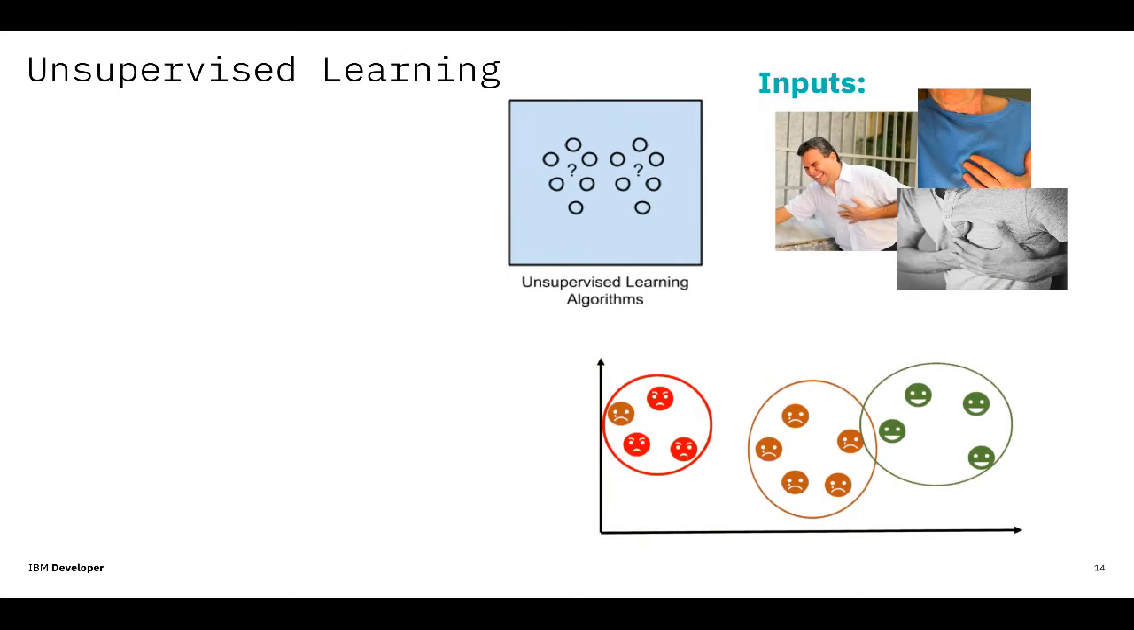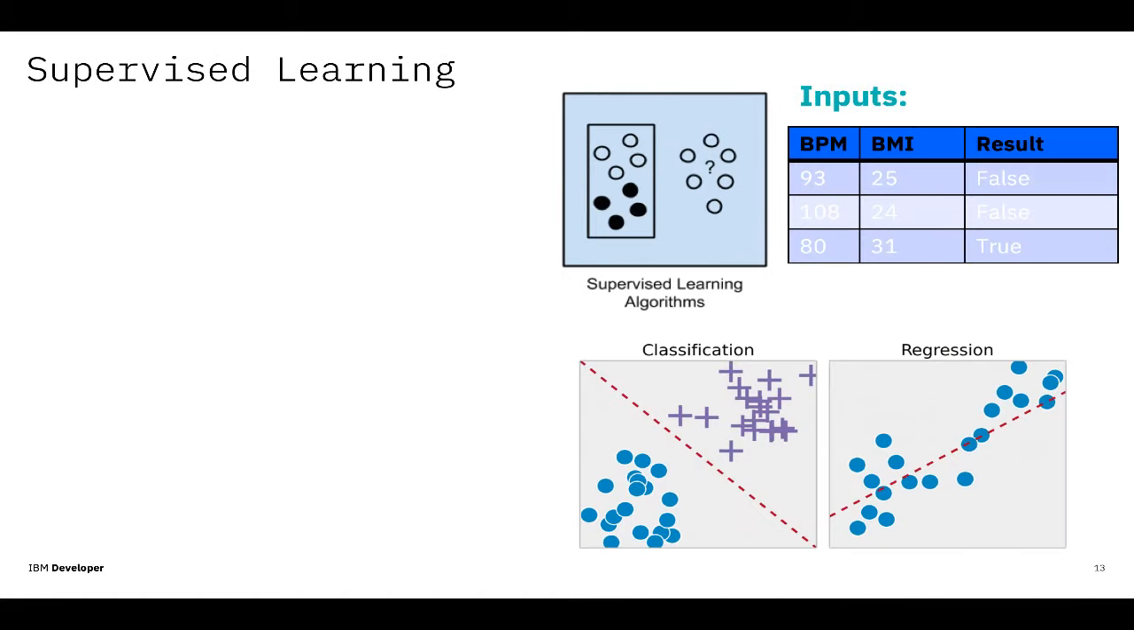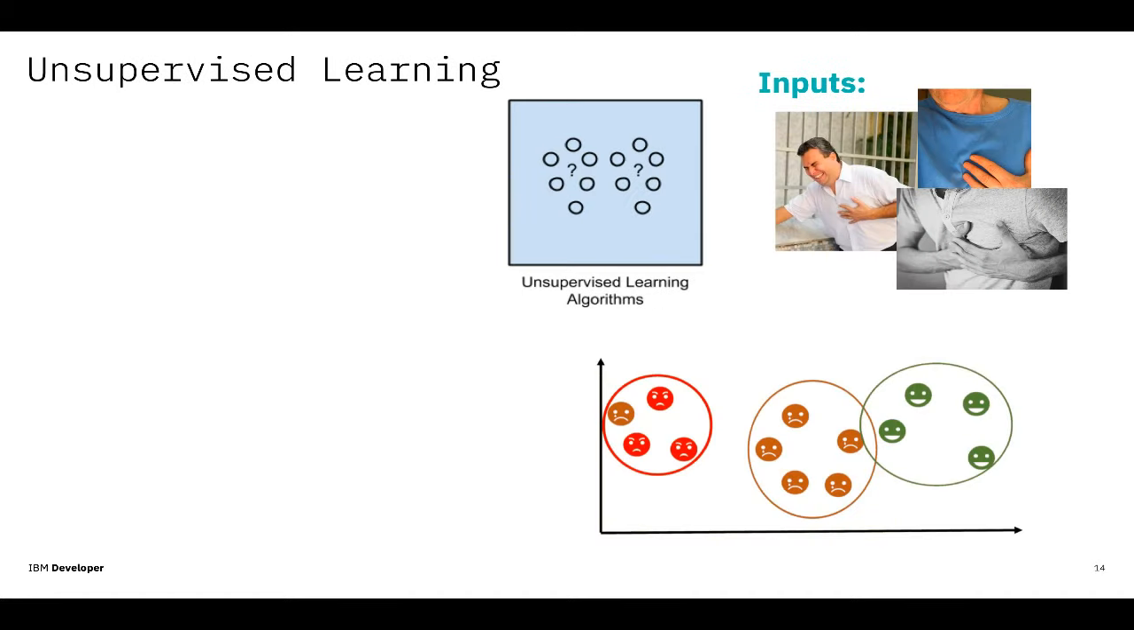Unsupervised learning, on the other hand, focuses on inputs that we don't have labeled. An example of this could be, with supervised learning, you'll have an input of maybe a spreadsheet with different categories saying, these are the beats per minute, these are the BMI, these are the results. With unsupervised learning, instead of a spreadsheet, you might just have pictures. And maybe from those pictures, you can gain some insights based on maybe the position of the hand.